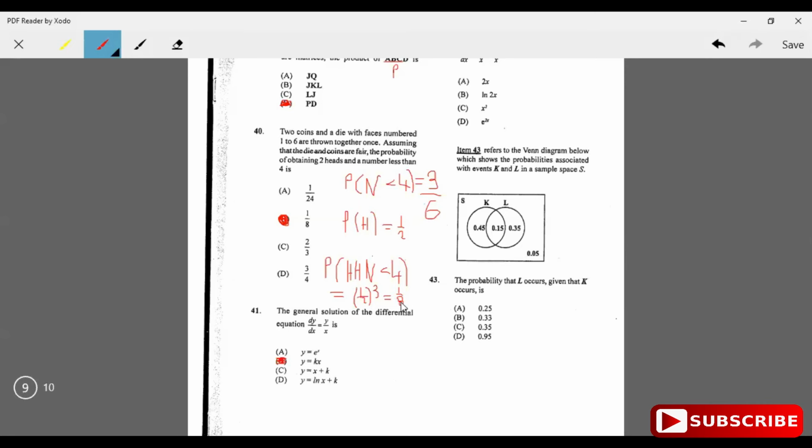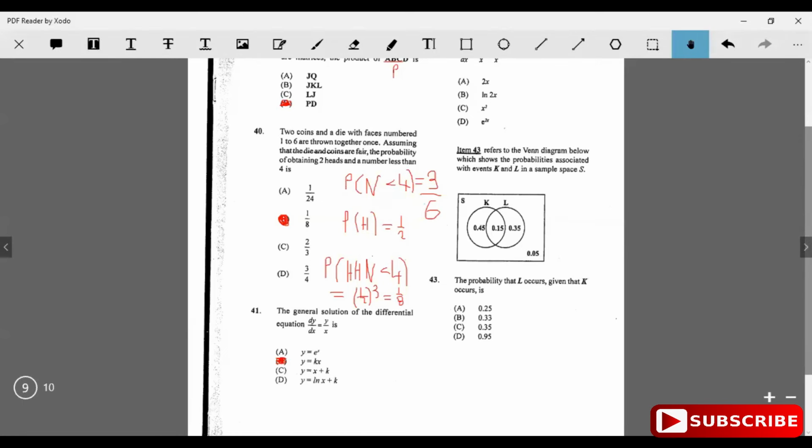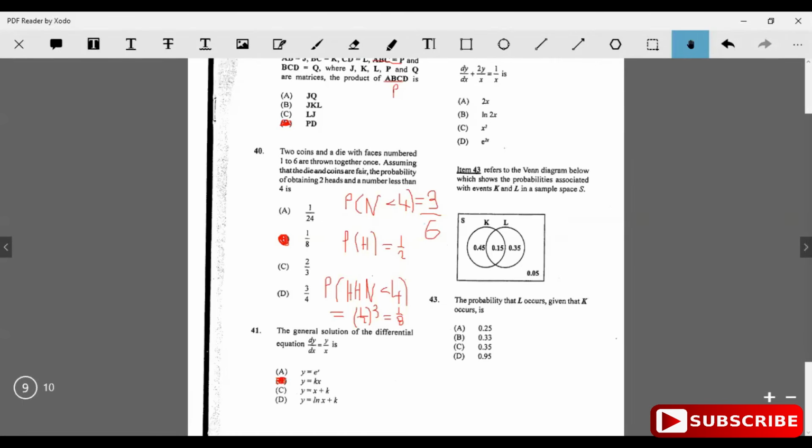Another way to do it is to actually write down the sample space, but that would be too much work for a multiple choice. You could actually list out all the possibilities within your sample space. Question 41 is B, that's right.